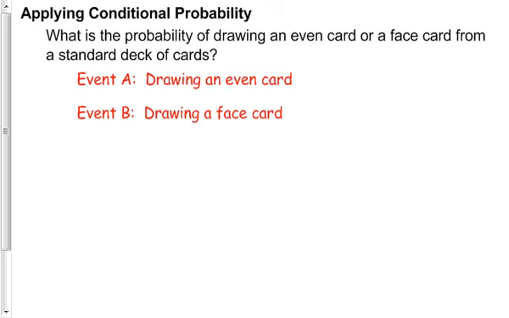I'm going to define those events. Event A is drawing an even card. Event B is drawing a face card. So the first thing I need to do is figure out the probability of each of those events separately, and then also the probability of event B given that event A has occurred.